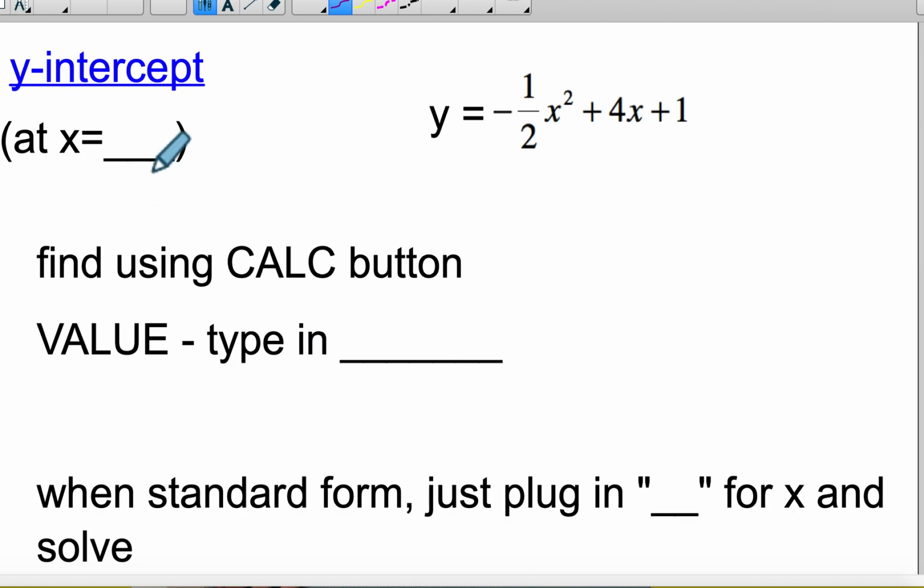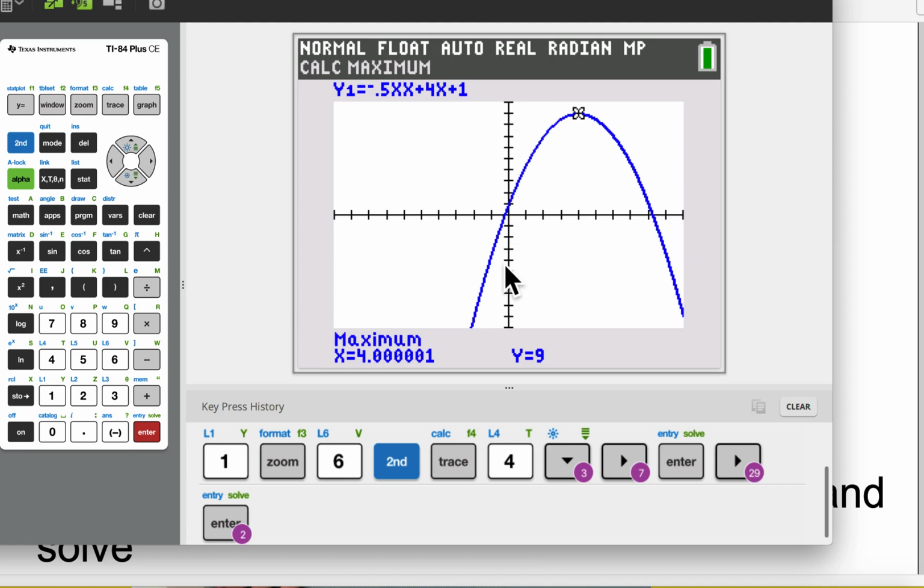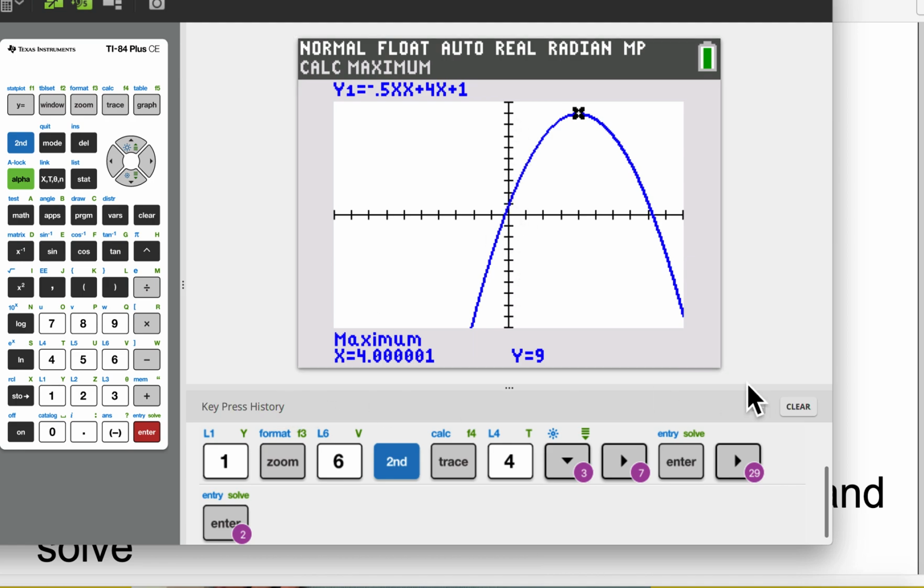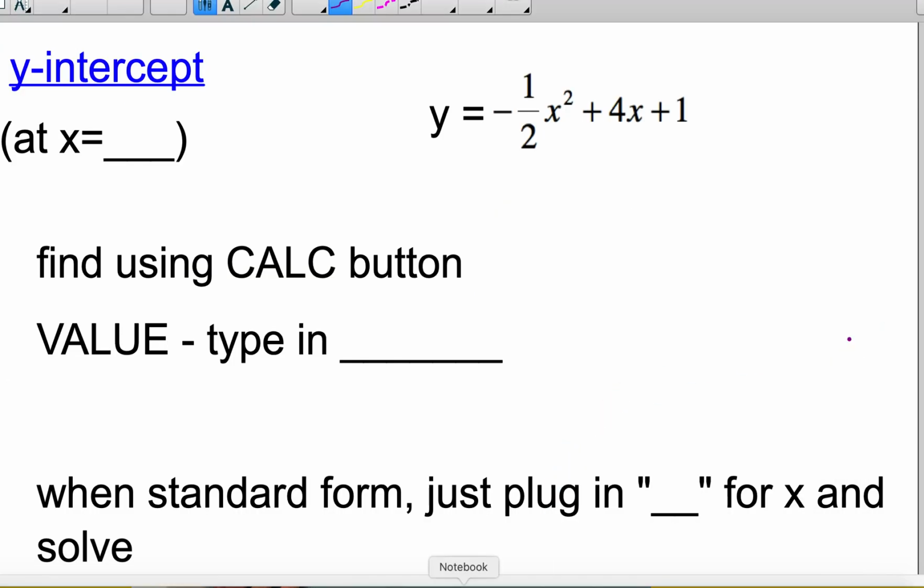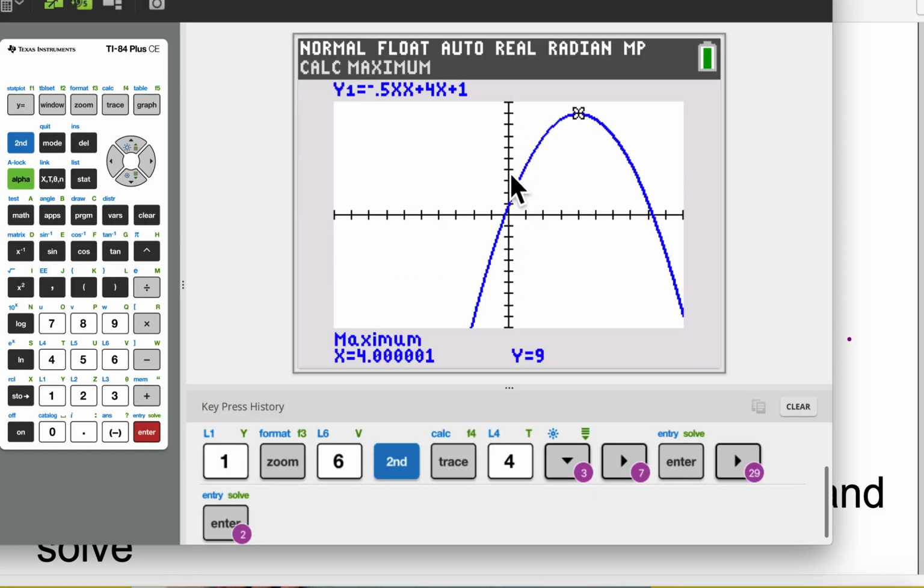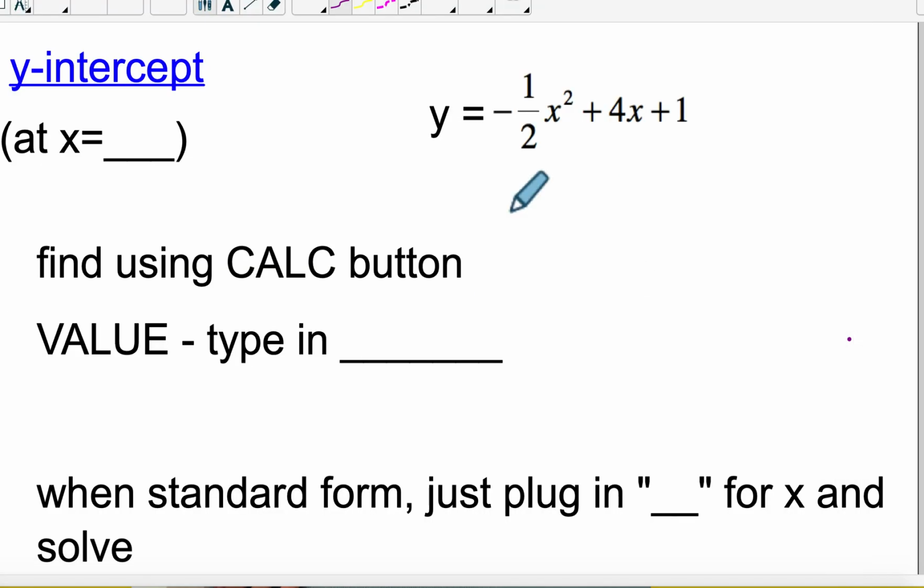The y-intercept, yet another characteristic of a quadratic, right? Basically, where does it cross my y-axis? Very easy to figure out. You find a y-intercept by plugging in 0 for x, because anywhere on this line, the x value is always 0. So if I plug in 0 for x, this part becomes 0, this part becomes 0. I'm just left with 1. So the y-intercept, at x equals 0, is equal to 1.